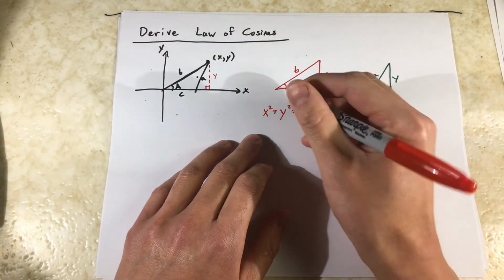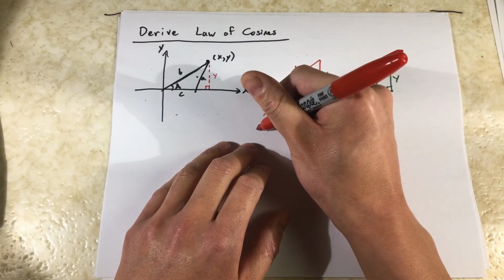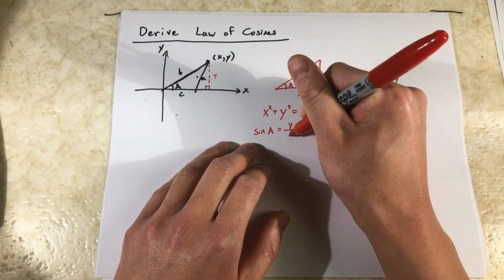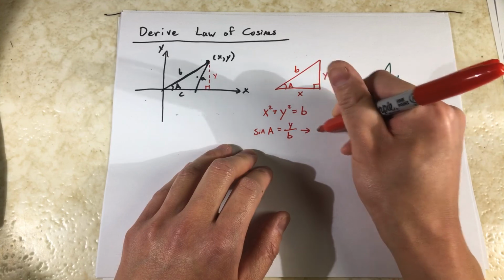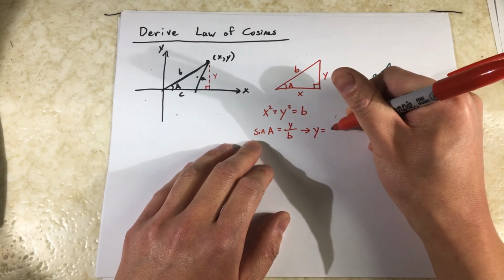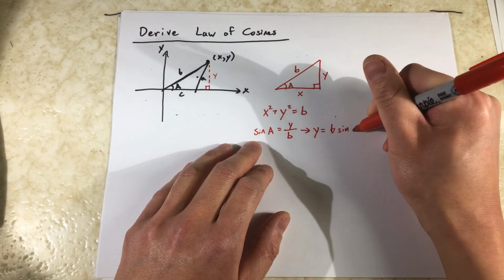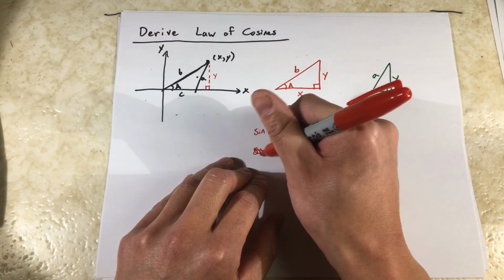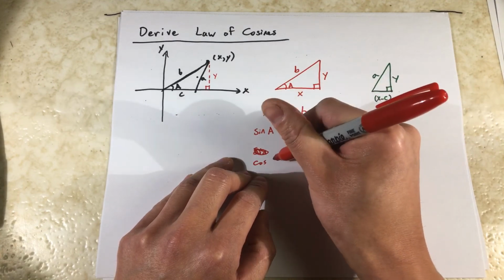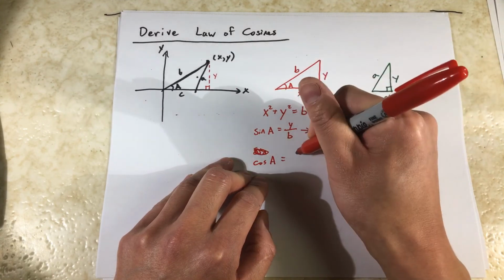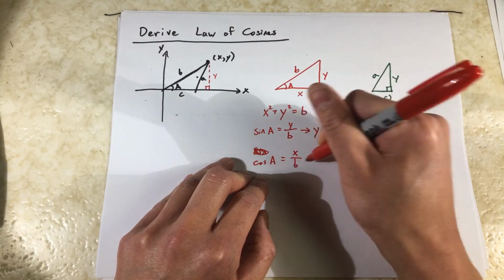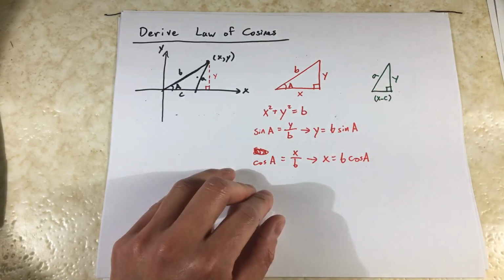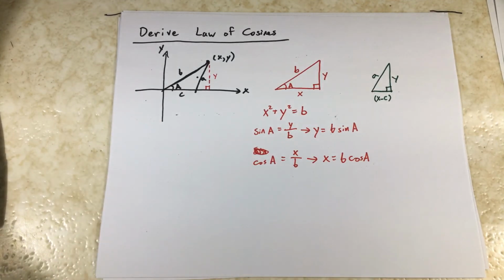All right. Then I also know that I can do sine and cosine. So sine of A is equal to opposite y over hypotenuse b. And if I rearrange that to solve for y, y is equal to b sine A. And then I have cosine of A is equal to adjacent x over hypotenuse b. If I solve that for x, I get b cosine A. So I'm going to use those a little bit later.